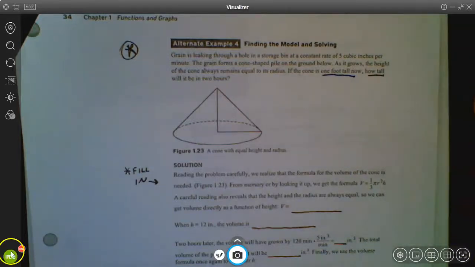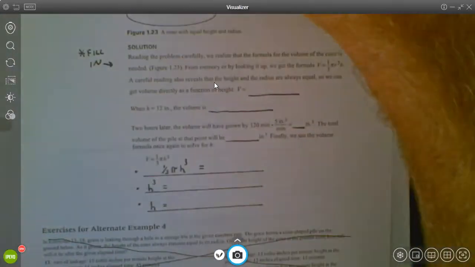So if it's 12 inches tall right now, how tall is it going to be 120 minutes from now? And again, because they're using per minute, I want to work in minutes as well. So we're going to think 120 minutes. Okay, so let's get on with this.